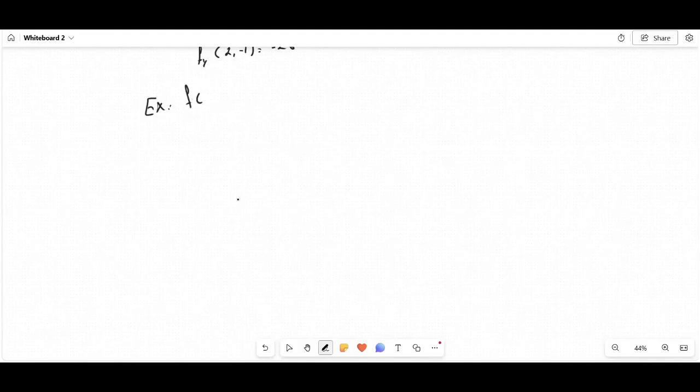Here's what they give us: sine 2x cosine 3y, and they give us a starting point, x initial, y initial: pi over 3, pi over 4.